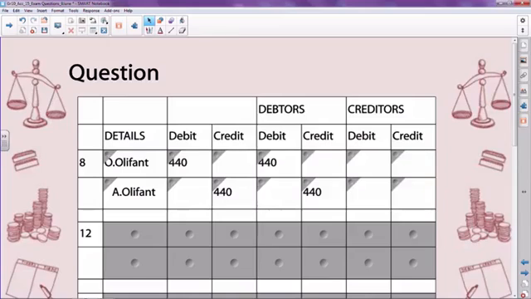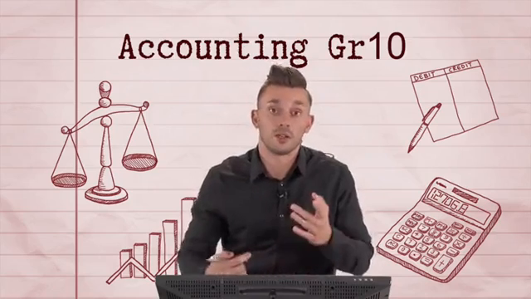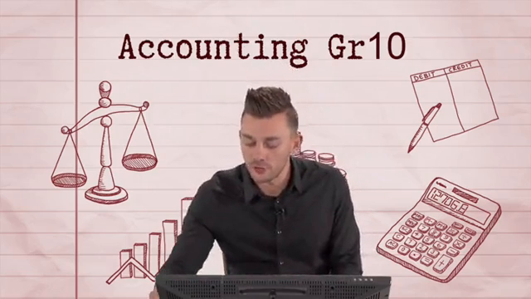Correction of error, transferred the correct amount to O Olifant instead of A Olifant. O Olifant bought from you, not A Olifant. So that's the very first one. I'm going to give you the second one.